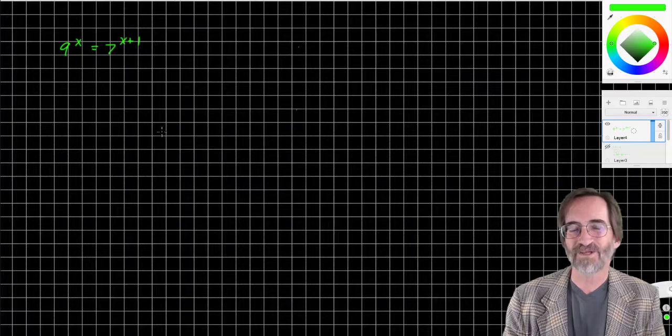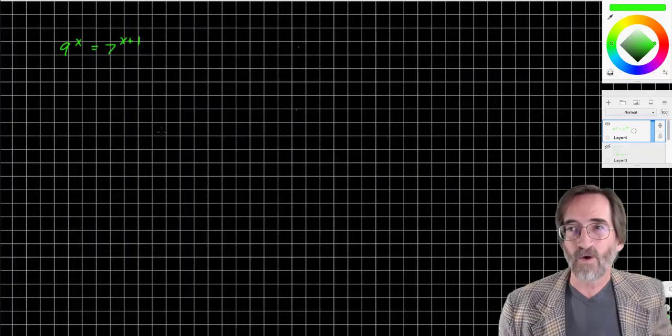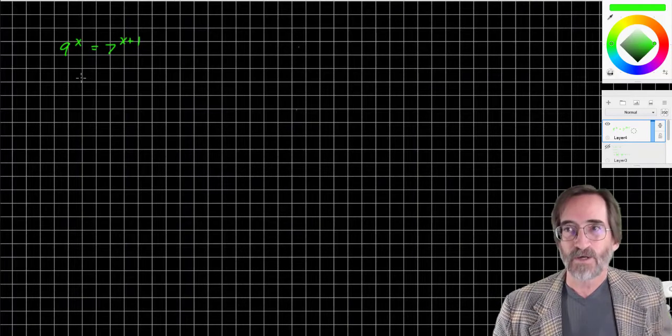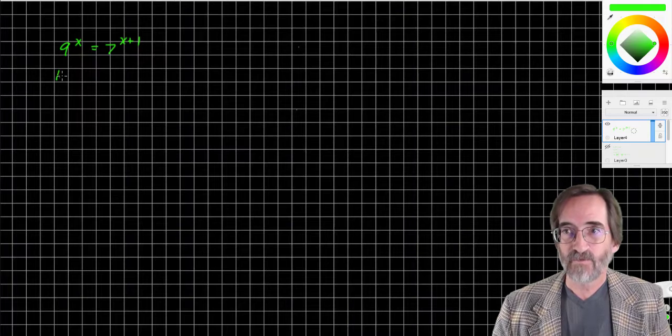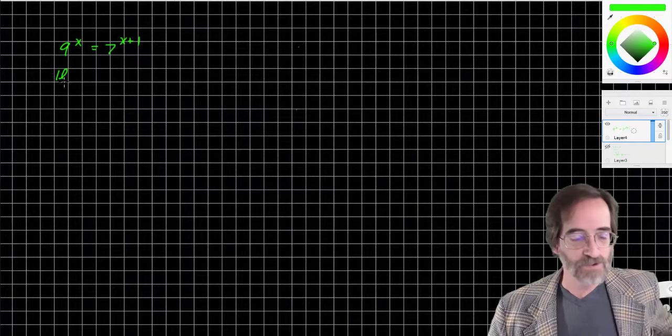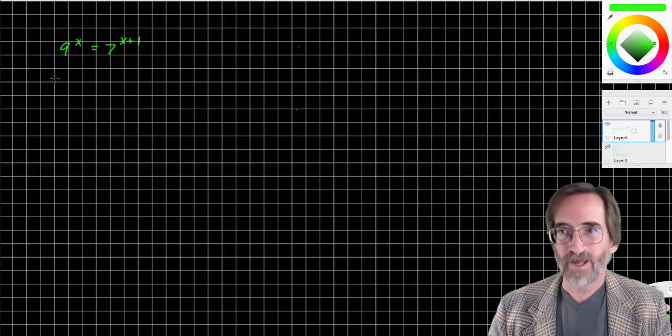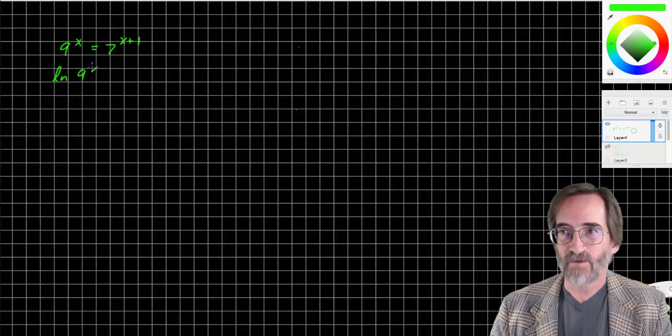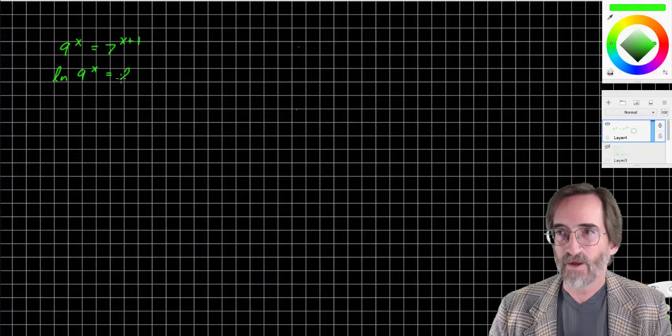I'm going to show you two techniques here, but one technique is to take the log of both sides. And I'm going to use the natural log. I'm a calculus teacher. Natural log tends to be used more often than log base 10. It really doesn't matter which one you use. ln 9 to the x equals ln 7 to the x plus 1.